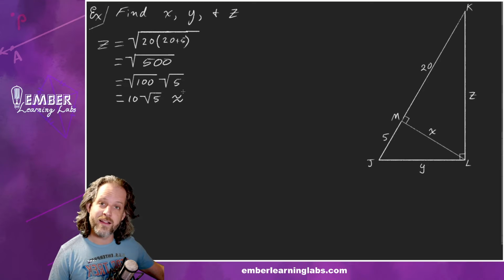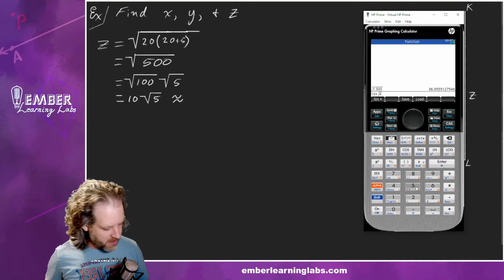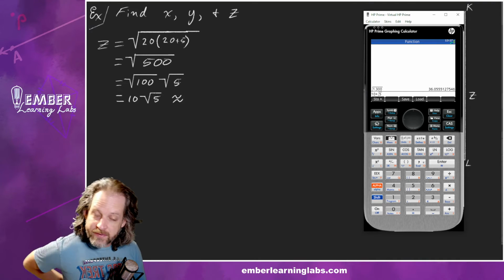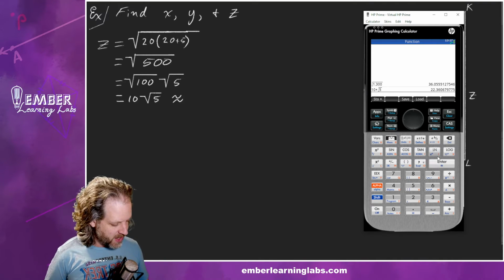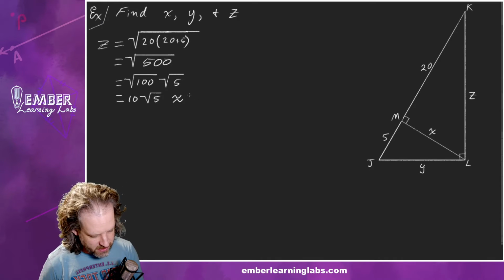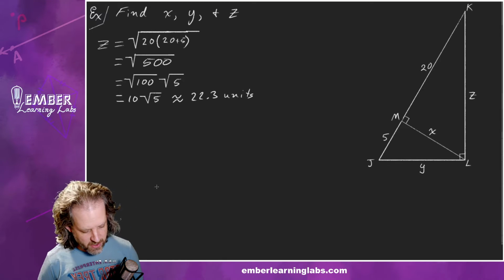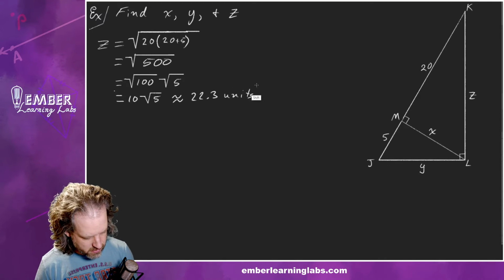which is approximately equal to, now we're going to pull out our calculator. So we're going to do 10 times the square root of 5, or you could just put square root of 500. You'll get the same answer either way. So it is approximately equal to 22.3 units. Great. So let's find the other ones.